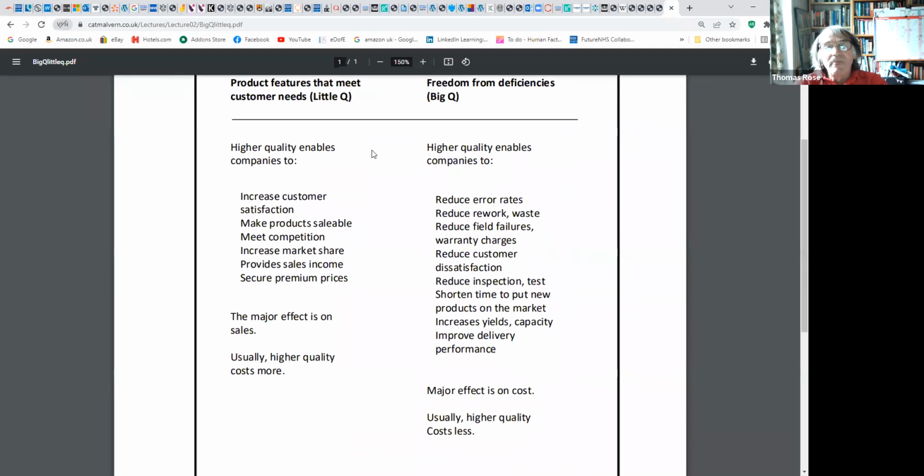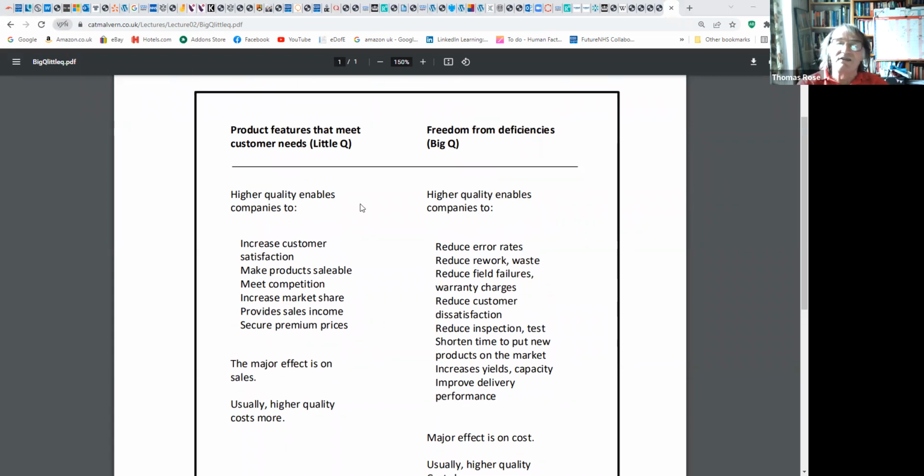Little q, higher quality enables, and this is written around product development rather than service development, but the two are no different. It's just the odd word where you talk about companies, you can refer that to an NHS trust, and when it talks about a product, you can refer that to a service. So product features that meet customer needs, that's little q.